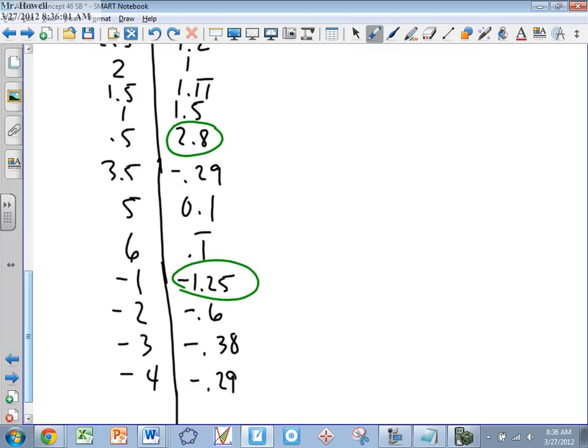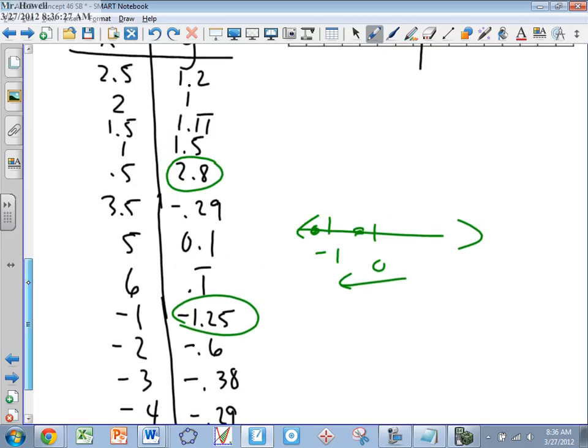Remember, you're looking for your y min and your y max. Negative 1.25 is a lot smaller than negative 0.29. Smaller means less on the number line. Remember, a number that is smaller is further in this direction. So negative 1.25 would be back here, whereas negative 0.29 is over here. Be careful there. So the smallest value is negative 1.25. The largest value is 2.8. So for my y min and y max, I might go from negative 2 to 3.